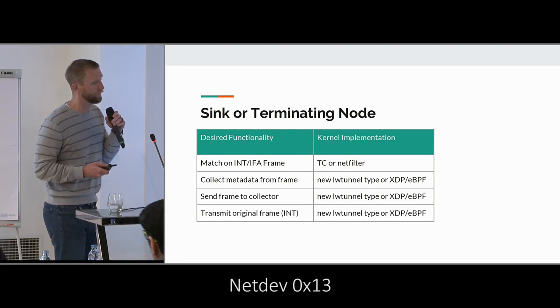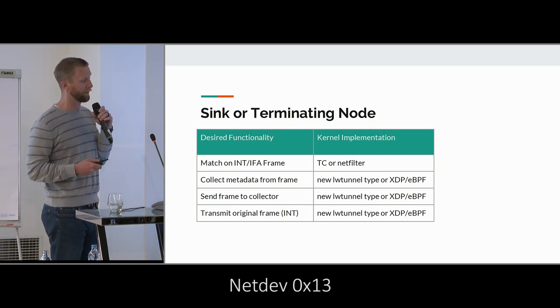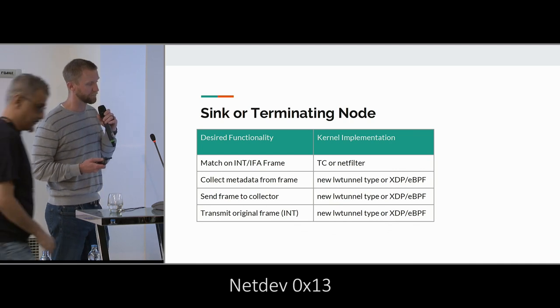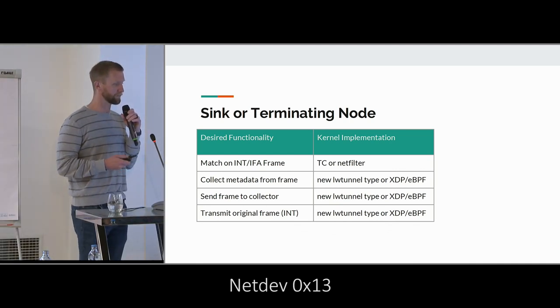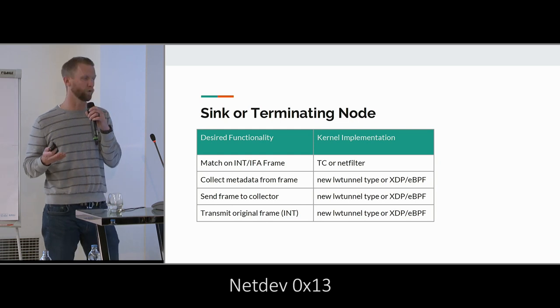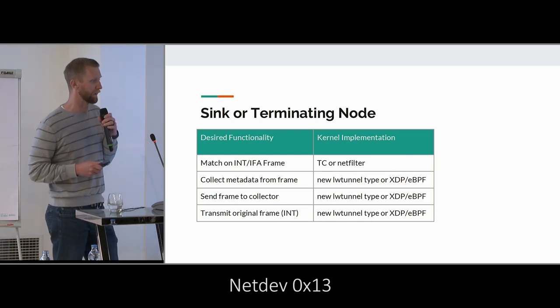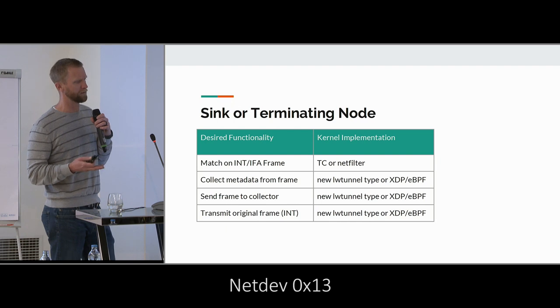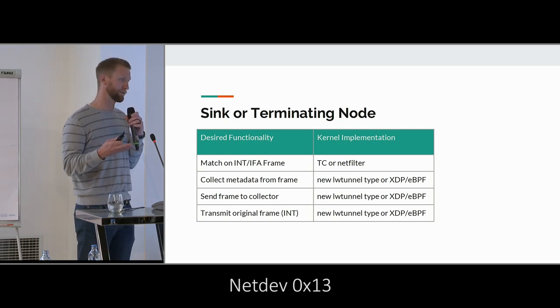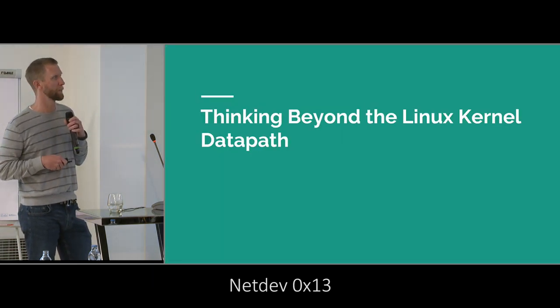In the sink node or the terminating node, again, TC, netfilter, both of those can do this. Collect the metadata, consider sending it on, and then transmitting the original frame in the INT case or the IFA non-sampled case. Again, I think the right mode here is to consider using a lightweight tunnel type. Same situation. So the cool thing is the Linux kernel has a lot of these building blocks already in place to allow us to support this new technology. And I think that's kind of nice. They're all going to require a little bit of modification. A lot of the mirroring and sampling, for example, is typically thought of right now as on the receive side, whereas this would typically be done on the transmit side. But either way, it's cool. We're close.